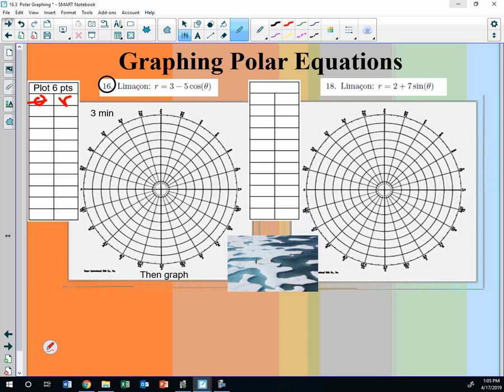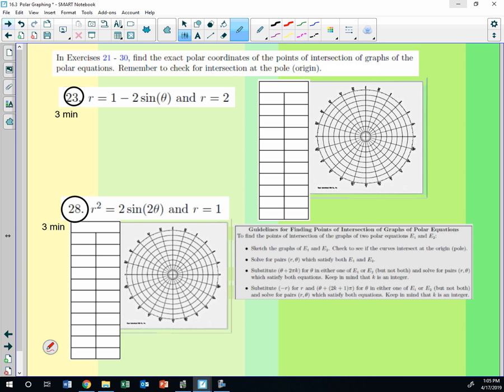Limacons are my favorite. They're really interesting. Then for 23 and 28, use your knowledge of inverse and your knowledge of sketching graphs to find where these 2 intersect. The skill we'll push on tomorrow.